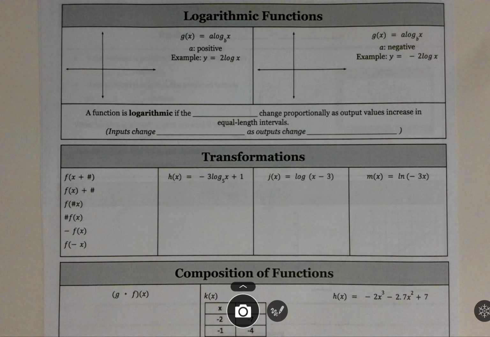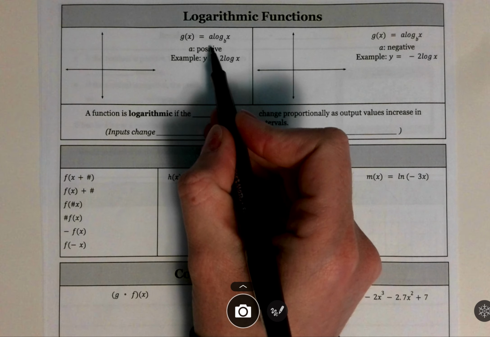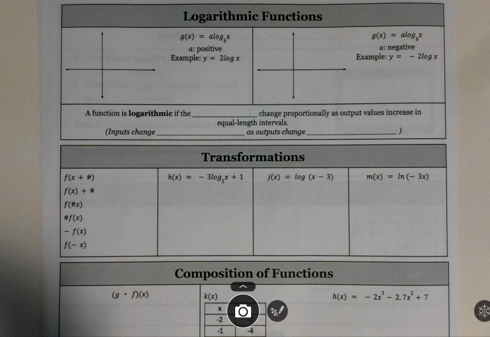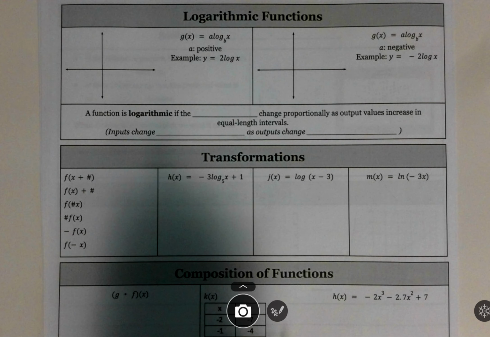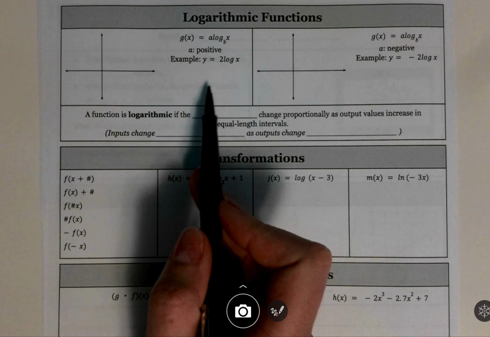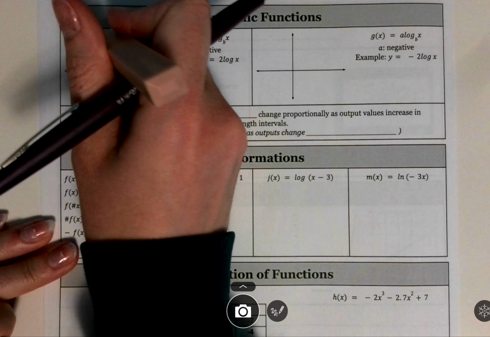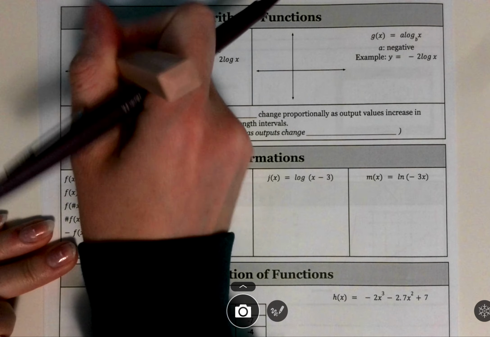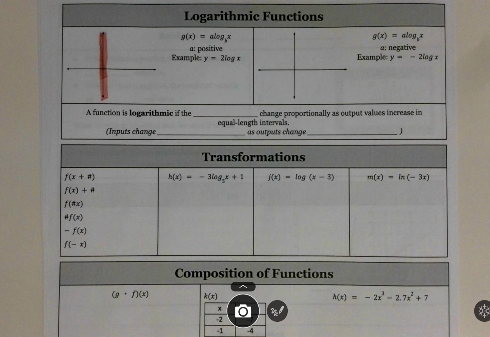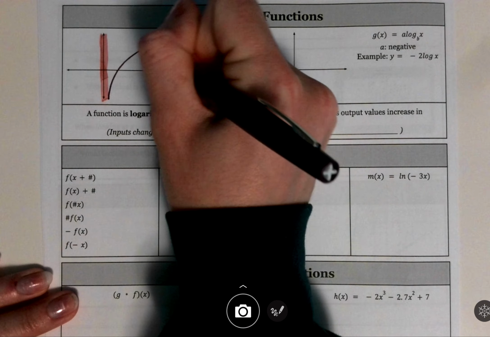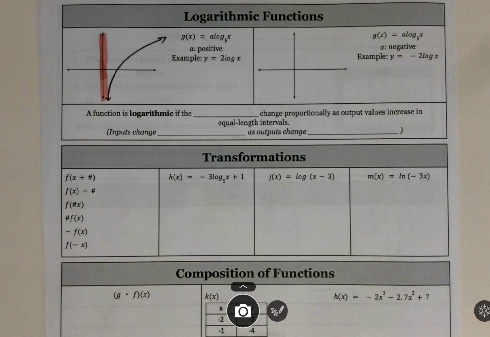So we have the template for logarithmic functions where we have some a value and then log base b of x. There could be other transformations that occur, but this is going to be the most generic form. And so if our a value is positive, we have a logarithmic function that has an asymptote at x equals 0, so on the y-axis, and our graph is going to be increasing and concave down.